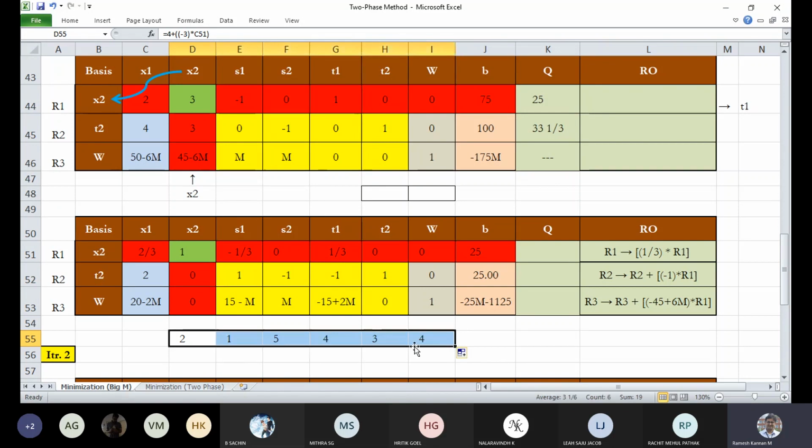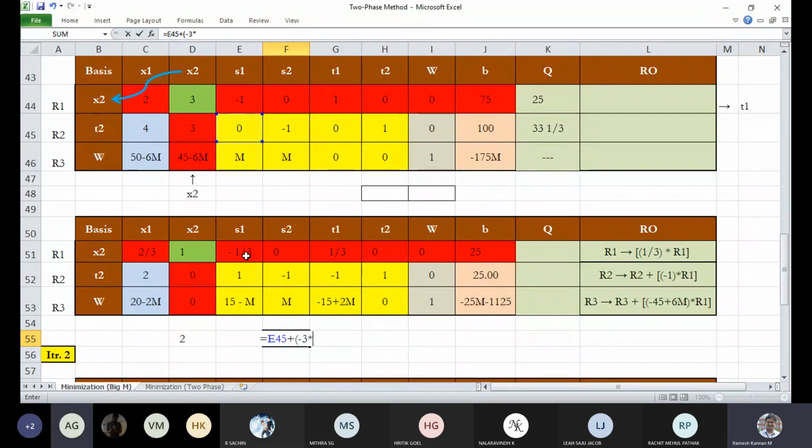I can even drag it like this and probably do it once again. Initially it is 3. When I add minus 3 multiplied with the pivot element here, this will become 0, right? Same way here, we know that the existing itself is 0, plus we have to do it for the entire row. So minus 3 into row 1, which is this thing, so it will become 1. That's how 0 becomes 1 and so on, and finally this entire row gets done.